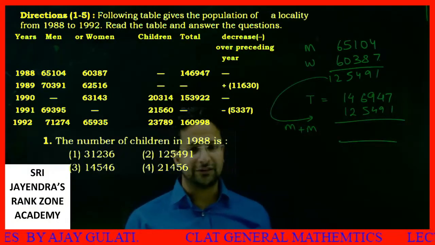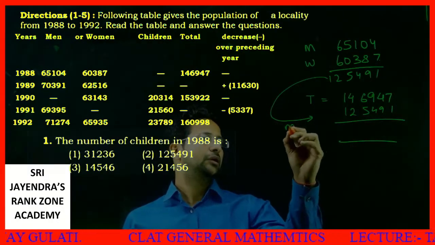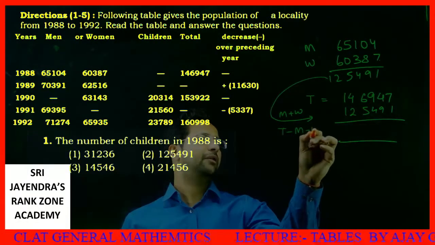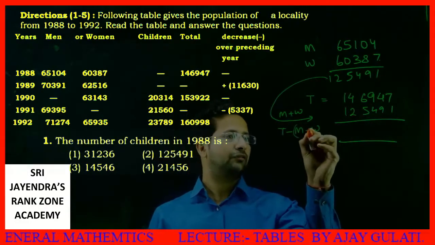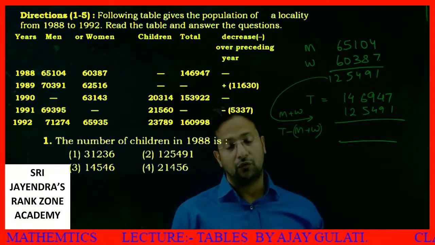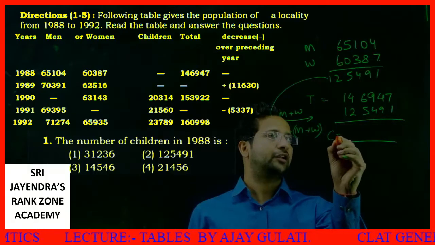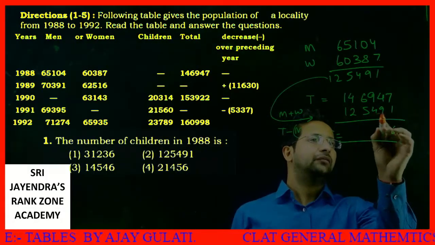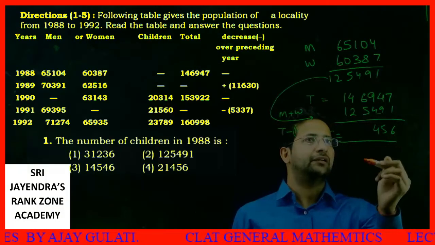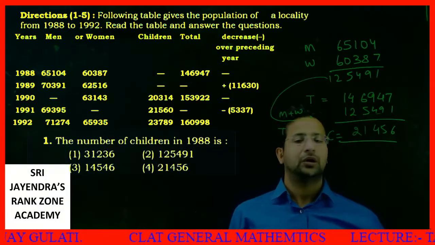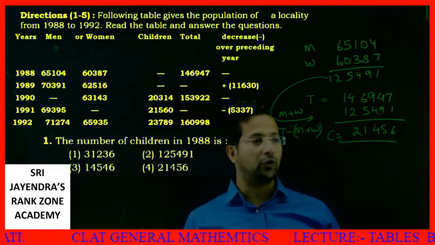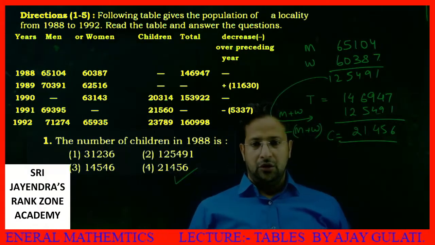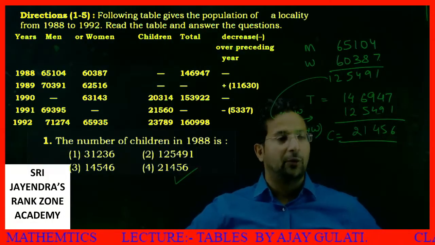We are supposed to find the children. So children will be what? This is men plus women. If from the total we subtract the sum of men and women, what do we get? We get the number of children. So children is equal to 146947 minus 125491, which is 21456. So the answer is 21456, option number 4 is our answer. I hope it is clear to all of you.